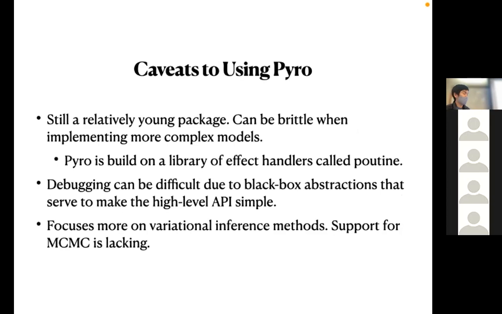Then the caveats to using Pyro are that it's still relatively young, since it was open sourced in 2017. They're only on version 1.8. This means it can be pretty brittle when it comes to implementing more complex models. If you go beyond just a very basic BayesNet kind of thing, then you have to start digging into the dark depths of the Pyro API.